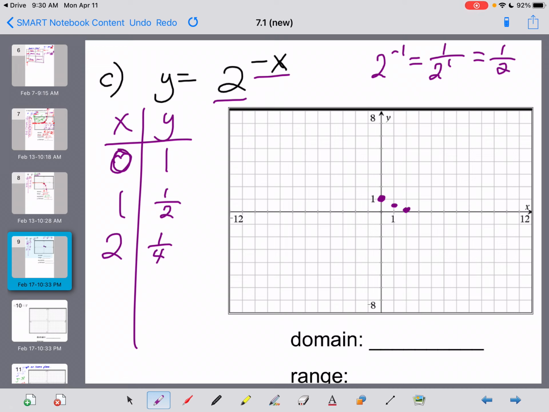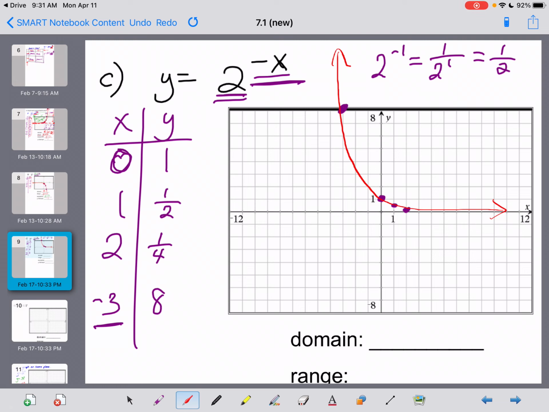And just for fun, what would happen if we put in a negative number like negative 3? That now would become 2 to a power that is the opposite of negative 3. Well, the opposite of negative 3 is positive 3, and 2 to the third power is 8. So I get the point negative 3, 8, which is way up here. And hopefully that's enough to show you guys that this graph is going to fall from left to right very quickly at first, and then it kind of levels off and looks something like that.